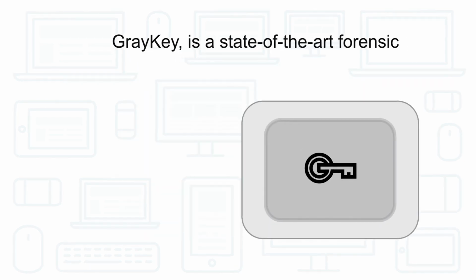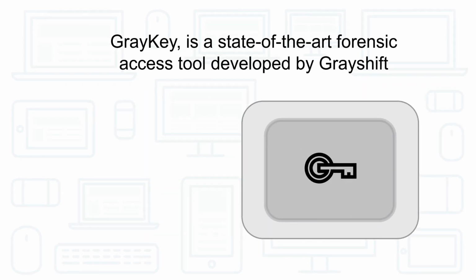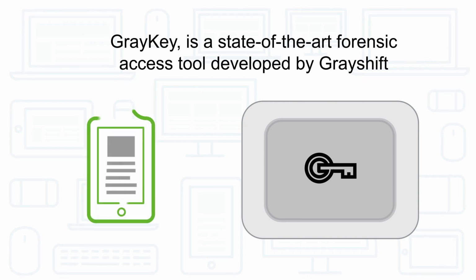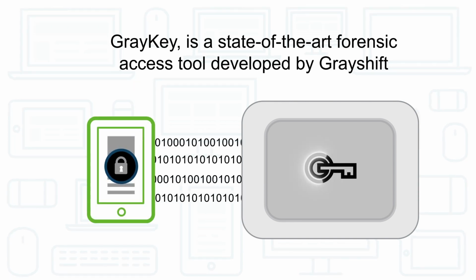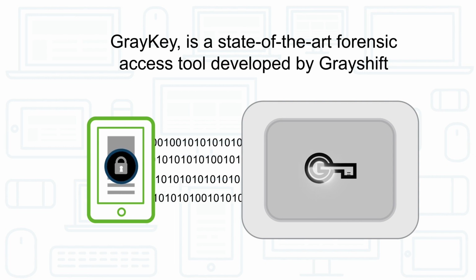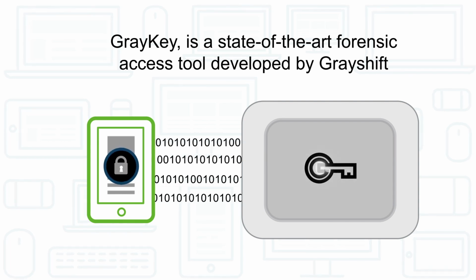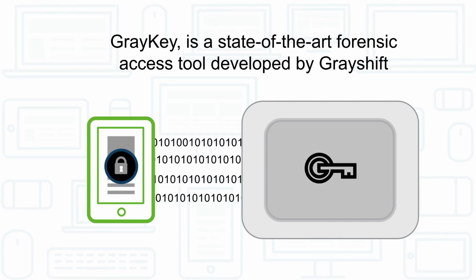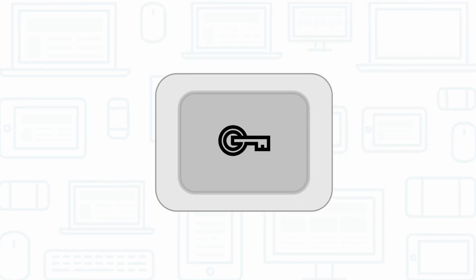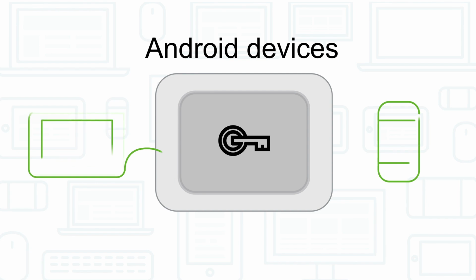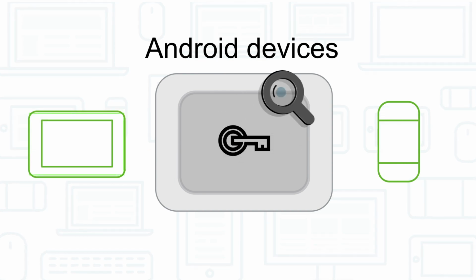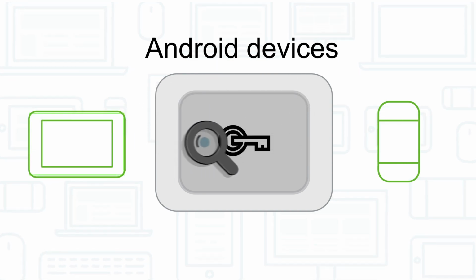GrayKey is a state-of-the-art forensic access tool developed by GrayShift that extracts encrypted or inaccessible data from iOS mobile devices. It can provide lawful same-day access on iOS mobile devices, often in less than 1 hour. GrayKey has now extended its mobile forensic capabilities to support leading Android devices, giving you access to the critical evidence for faster case resolution.